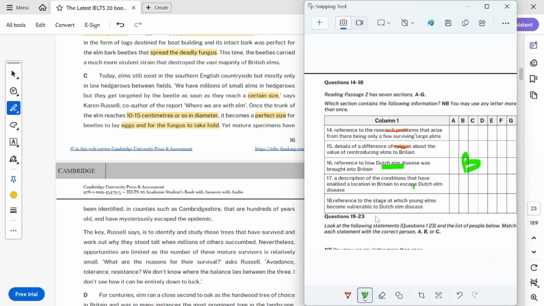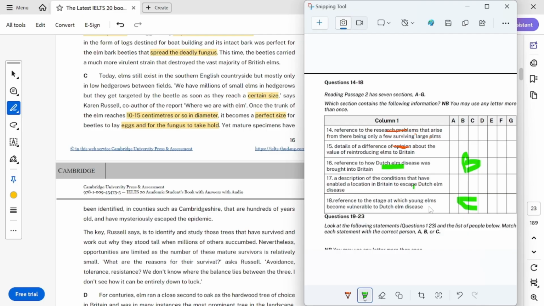Question 18 refers to the stage at which young elms become vulnerable to the disease. So what we are looking for is the stage or size when the tree becomes vulnerable. Paragraph C says 10 to 15 centimeter diameter. So 18 matches exactly with C. So the right answer is C. Got it? Okay. Now remember, one paragraph can answer more than one question.